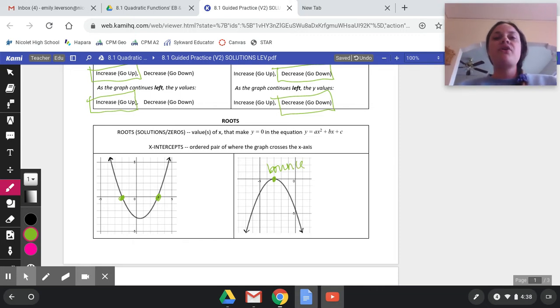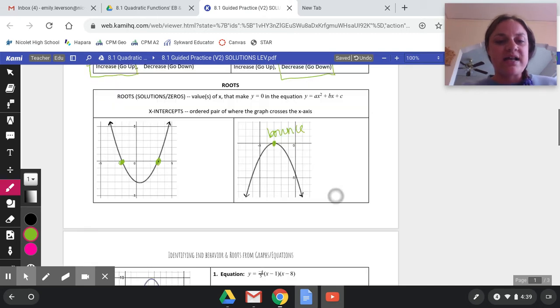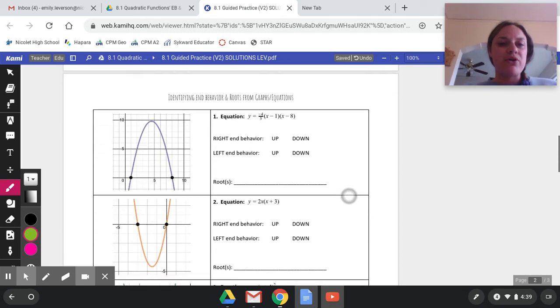All right, so those are 2 possible scenarios. It could also just not even intersect at all, and that we won't be focusing on that as much this year. So we're just going to focus on these 2 things, where it goes through the x-axis or where it bounces off the x-axis. So let's go through some examples here.